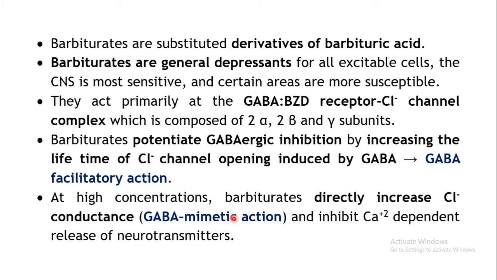So basically how they act, they increase the chloride conductance and change the potential, and that's how inhibitory action is produced. Mostly the action is mediated through GABA. At higher concentration, direct action is also possible, plus it has certain other mechanisms also. Inhibition of calcium dependent release of the neurotransmitters is also affected at higher concentration.